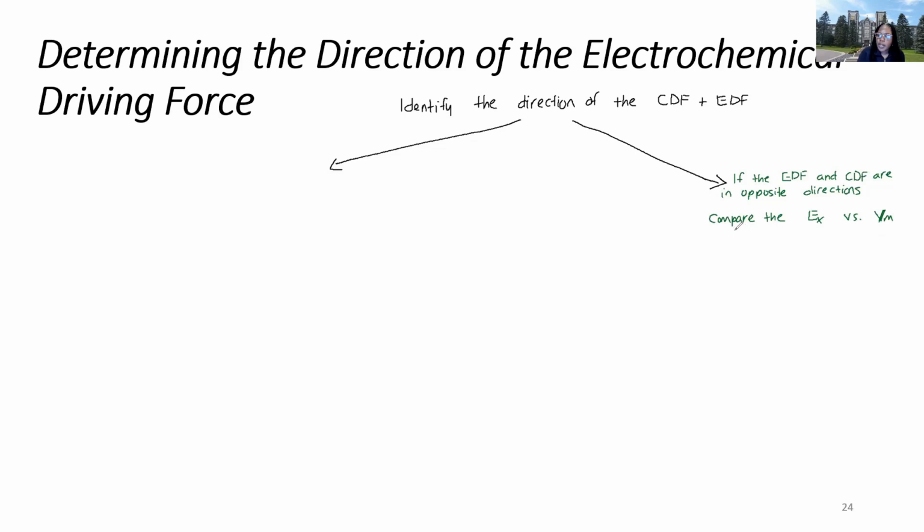Now, the thing we want to know here is that the equilibrium potential is a reflection of the concentration gradient, and the membrane potential is a reflection of the electrical driving force. So the equilibrium potential is a reflection of the chemical driving force, i.e. the concentration gradient, and the membrane potential is a reflection of the electrical driving force. So therefore, we have three different scenarios here.